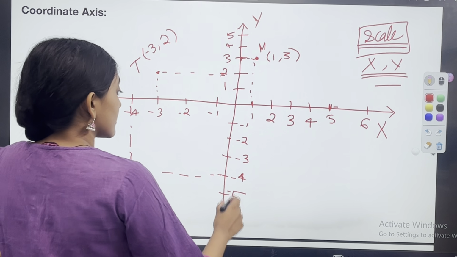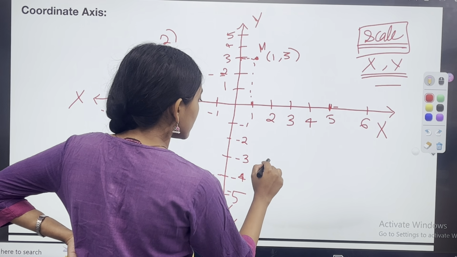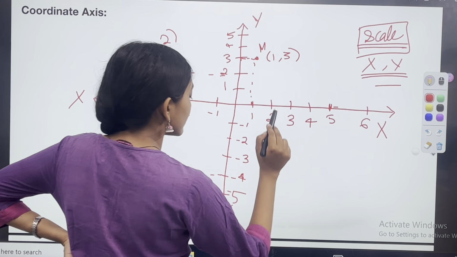Next, I am taking a point here. I am naming it S. S for Sudhir.